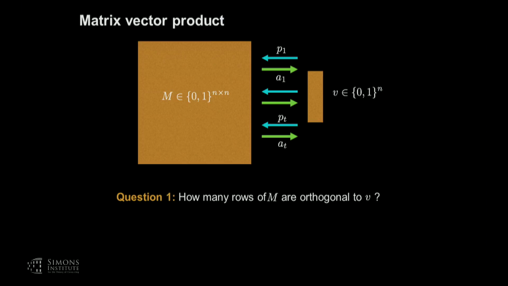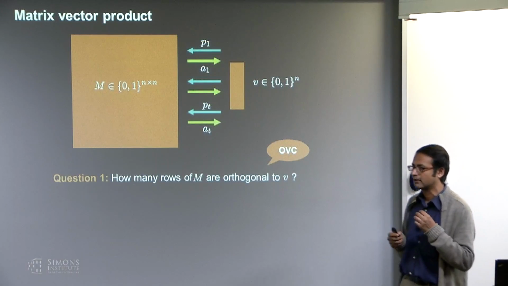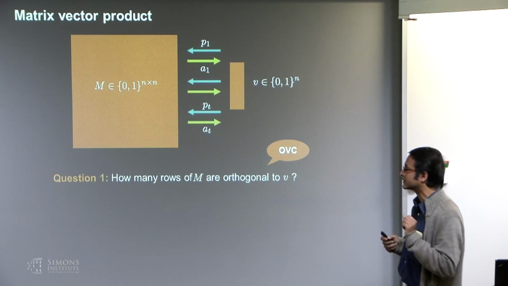Here's an example. One might ask how many rows of this matrix are orthogonal to v, which means that you take the product M times v and find out how many zeros there are in the answer. This is called the orthogonal vector counting problem. This is a quite well-known problem. It has been asked in other communities, like in fine-grained complexity. For this problem, of course, the query is just one vector.